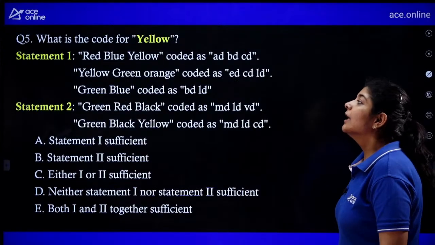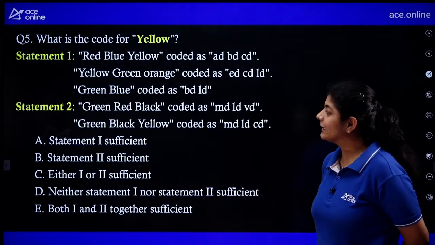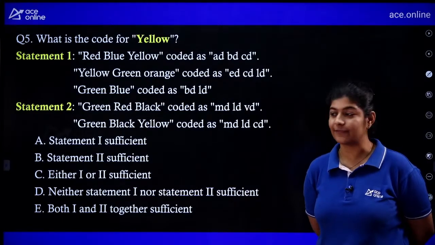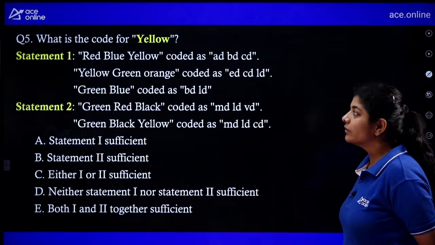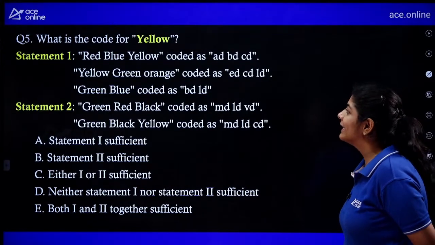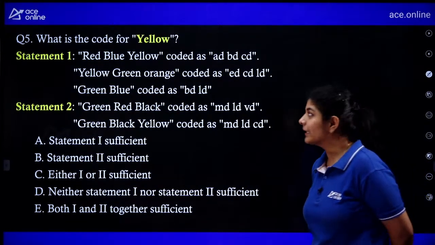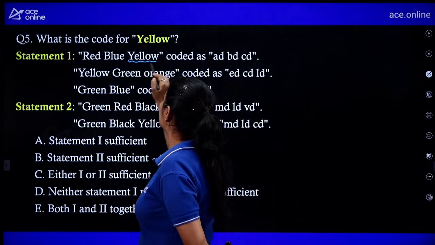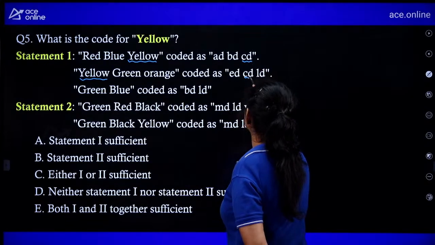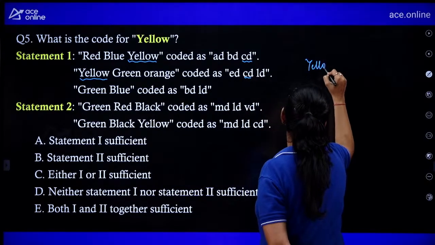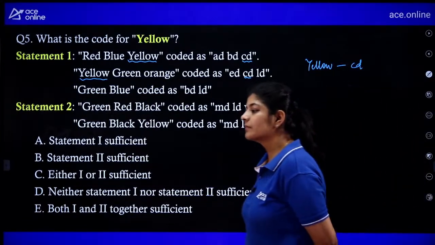Next. The next question is, what is the code for yellow? Basically, this question is from the concept of data sufficiency, right? Okay. Statement 1. Red, blue, yellow is coded as A, D, B, D, C, D. Yellow, green, orange. Here we can say that we have some common data. The word yellow is common, so we can say that the code for yellow is CD. The code for the word yellow is CD, right? This is CD.